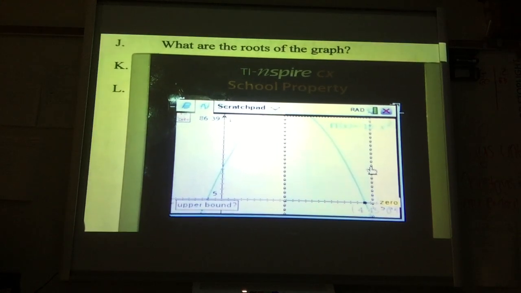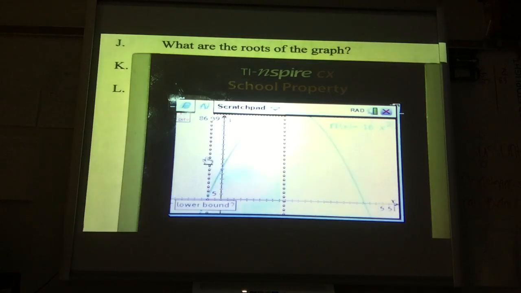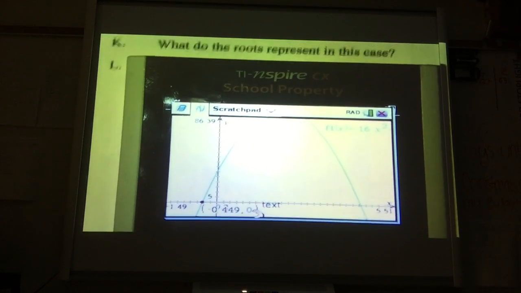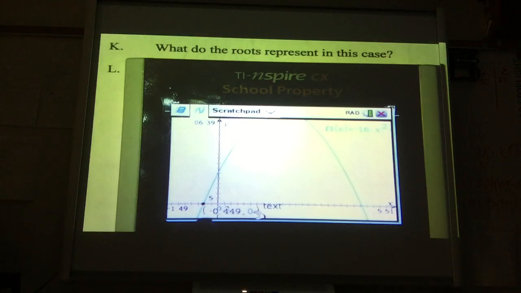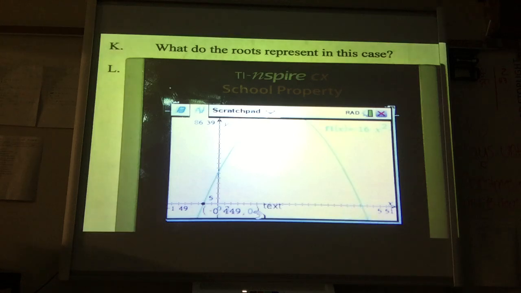Next question, what are the roots of the graph? Well, there's 4.45, and the other root is, unfortunately I can't see because it says lower bound in the way, negative 0.449, or negative 0.45. Okay, so those are the roots of the graph. What do the roots represent? Well, actually this negative one is talking about negative time, so it actually represents something that's impossible. Okay, and then the other one simply represents the time that the arrow has a height of 0, because that's what the y value is here, 0. So it represents the time that the arrow has a height of 0, or also known as the time that the arrow hits the ground.